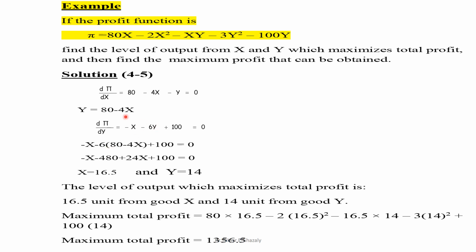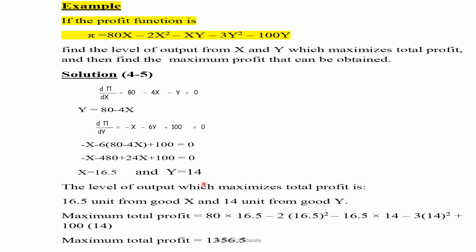How much is Y? 80 negative 4x plus 100 equals 0. Okay, then we'll simplify it and we finish it. Then when we do this, we'll have x equals 16. Then we continue here to put x equal 16.5. Then we'll have y equal 14.